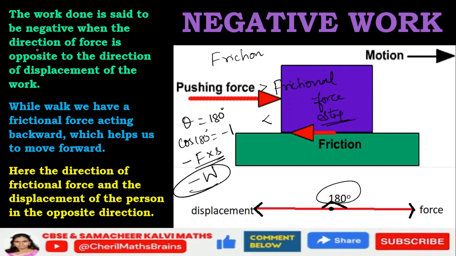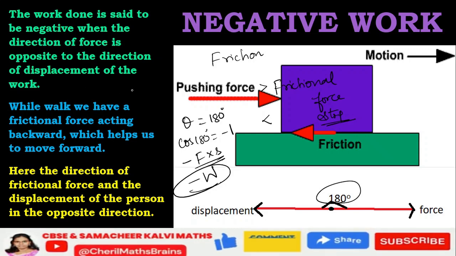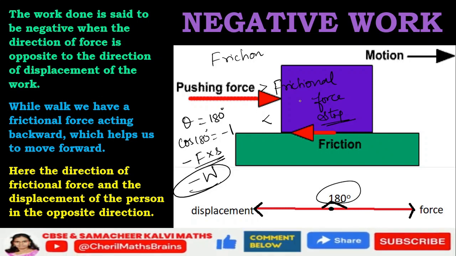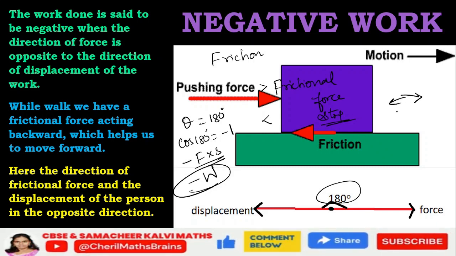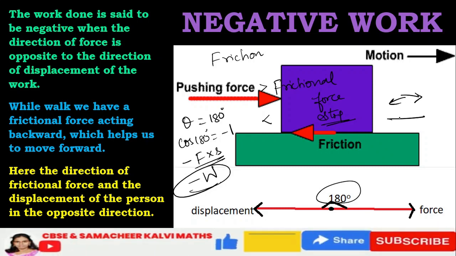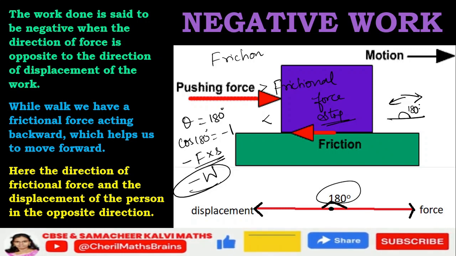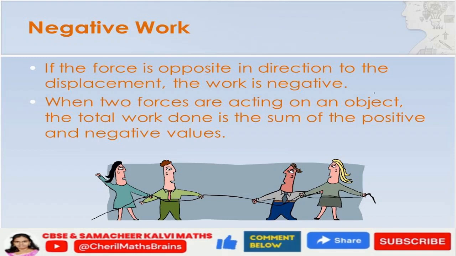Work done is said to be negative when the direction of force is opposite to the direction of displacement. Even when you walk, you have a frictional force acting backward, because one leg moves back to help us move forward. Here also the angle is 180 degrees. Is it clear, children? So this is about negative work.